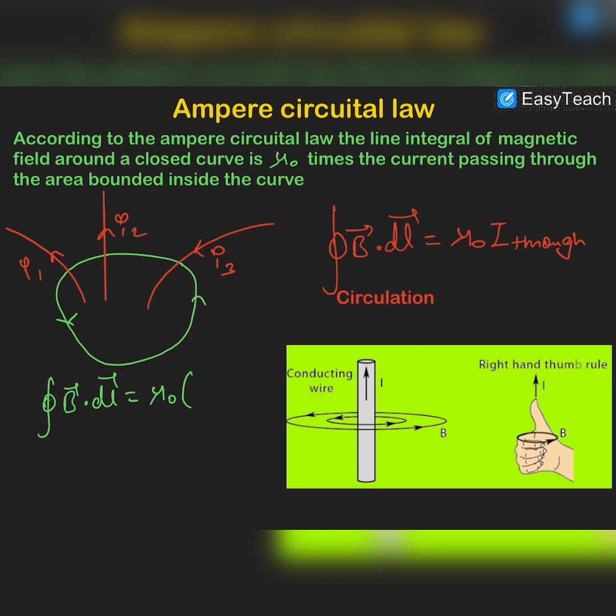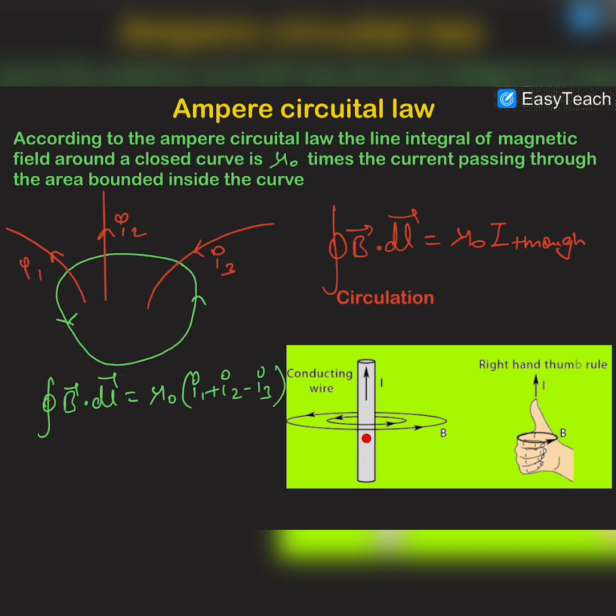So you can write that this complete integral of B dot dl will be equal to I1 plus I2 minus I3. It does not matter that I2 is perpendicular to the plane, but I1 and I3 are not perpendicular to the region bounded by the loop. It does not matter whether currents are perpendicular or not. The only thing which matters is that the currents should be linked with the region inside the loop.